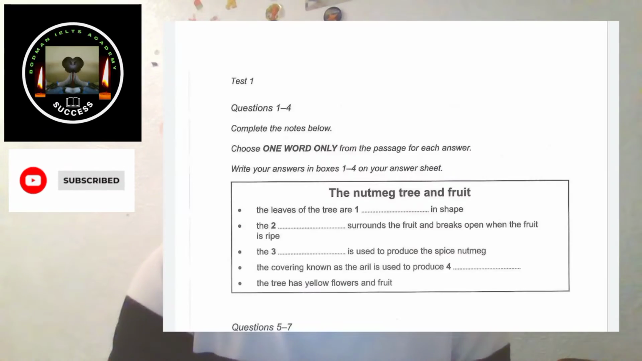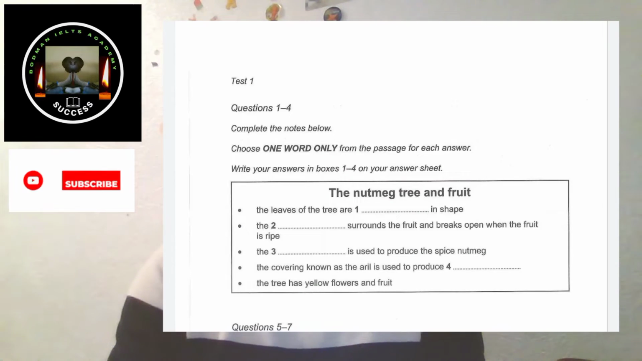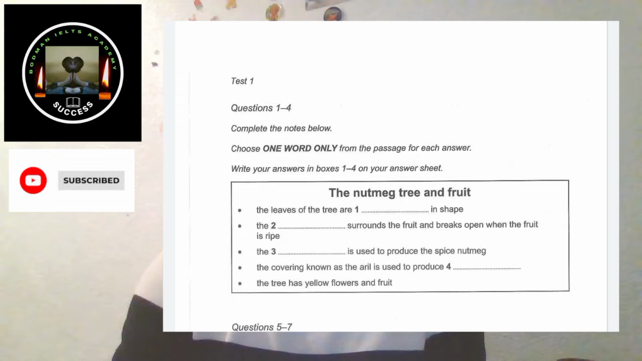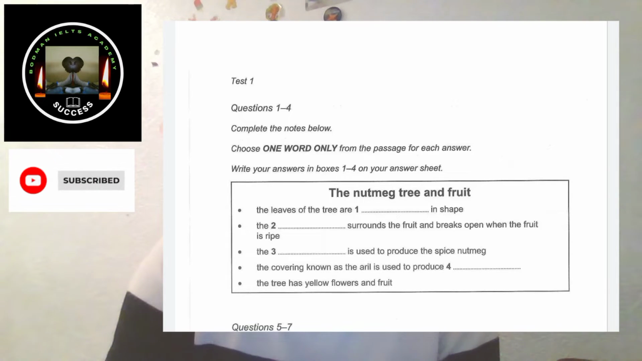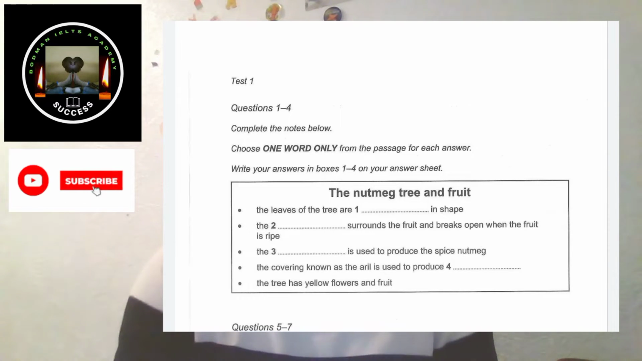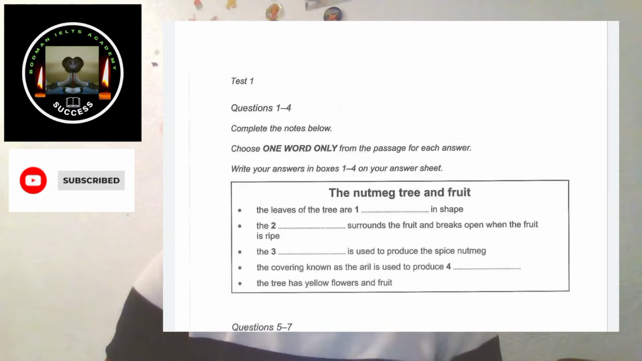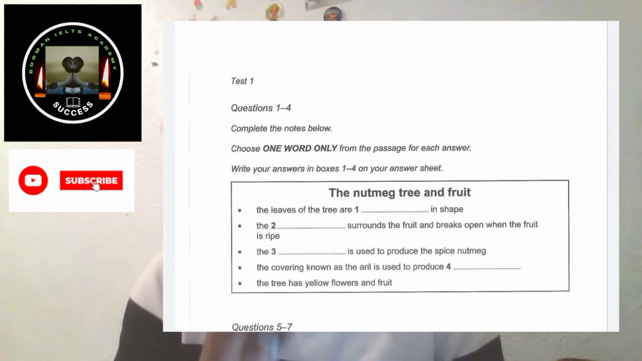The instruction says, choose one word only. Now, looking at the question, we know that this is filling the gap without option because we have gaps and there is word instruction there. The instruction says one word only. What is the meaning of this instruction? The meaning is your answer must not be more than one word, only one word.